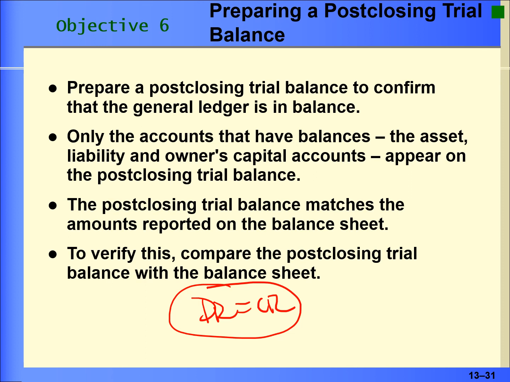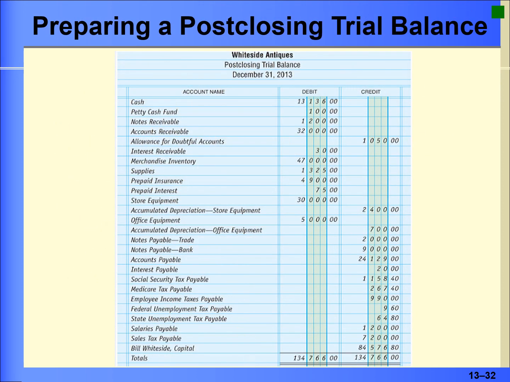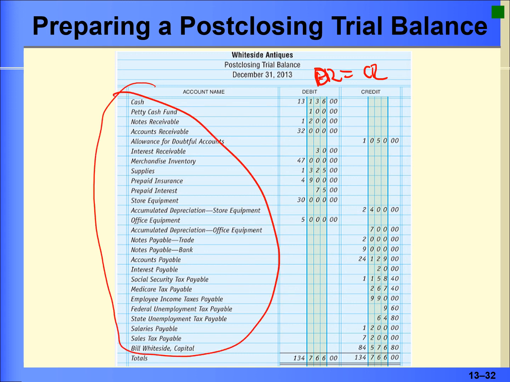The only accounts that should be appearing on this are basically your balance sheet accounts. So read through that. Assets, liabilities, and equity should be the only accounts left that have any sort of balance in your post-closing trial balance. And then notice here's a listing of a post-closing trial balance. Notice the debits do equal the credits. And if you look at all of these accounts listed, these are all balance sheet accounts. There's no revenue, no expense, no drawing, no anything. This is all basically assets, liabilities, and equity. So that's called your post-closing trial balance.